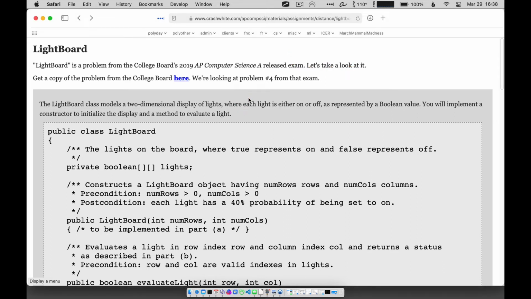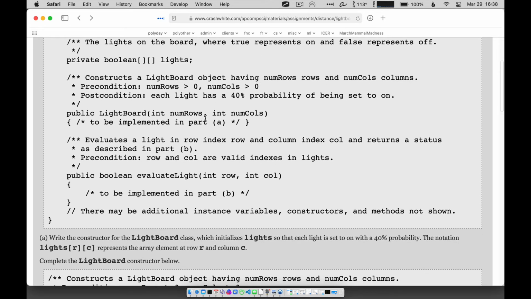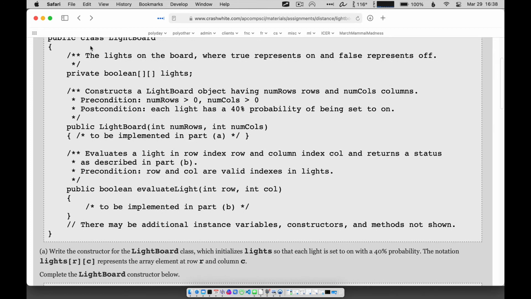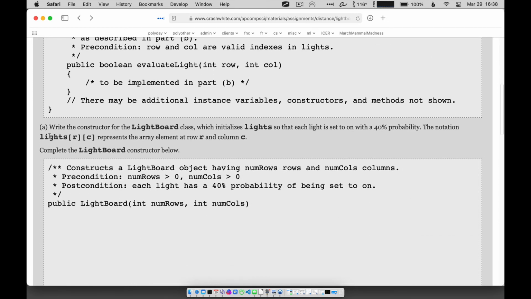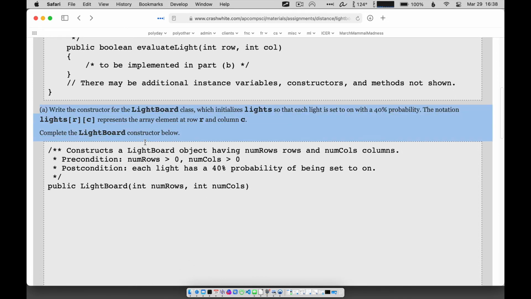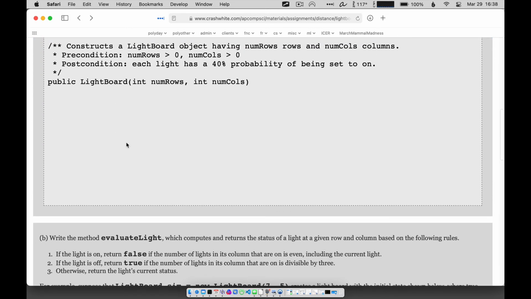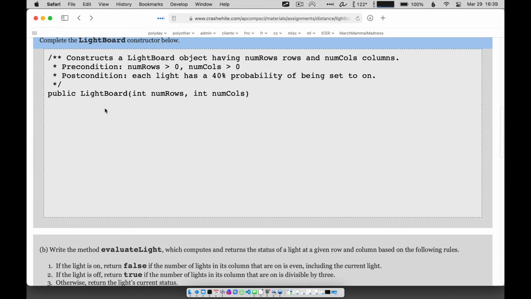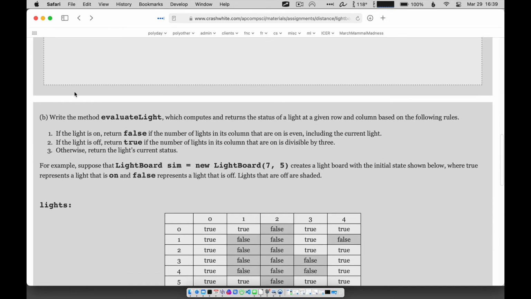The problem starts right here with the LightBoard class. They're going to describe what's going on. There's going to be an introduction here. Take a look through all of this stuff here. Here's a part A where they ask you to do something, and then they've given you some space down here to do this. What I've done here looks similar to, not identical to, but similar to what the College Board provides you with. And then there's a part B, and we'll do that in a few moments as well.